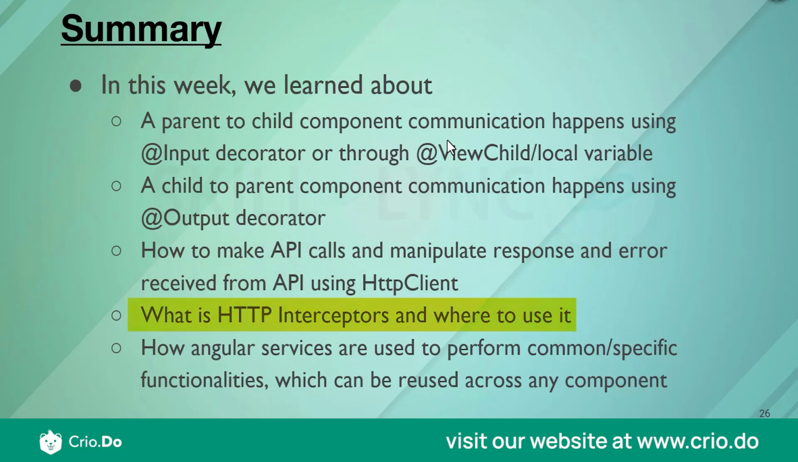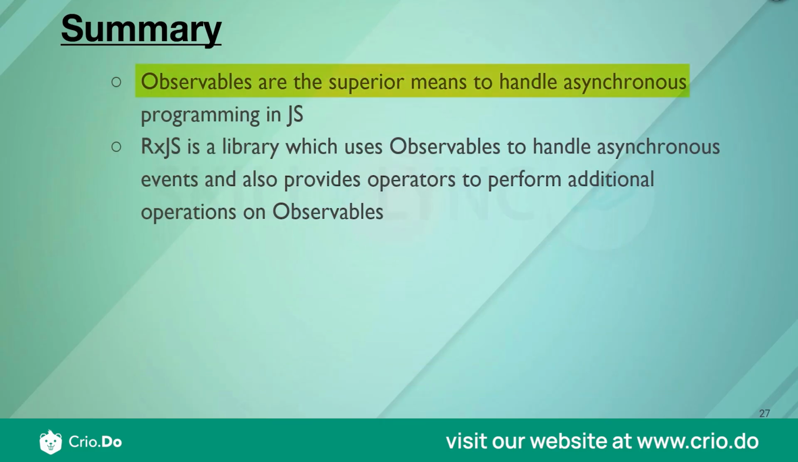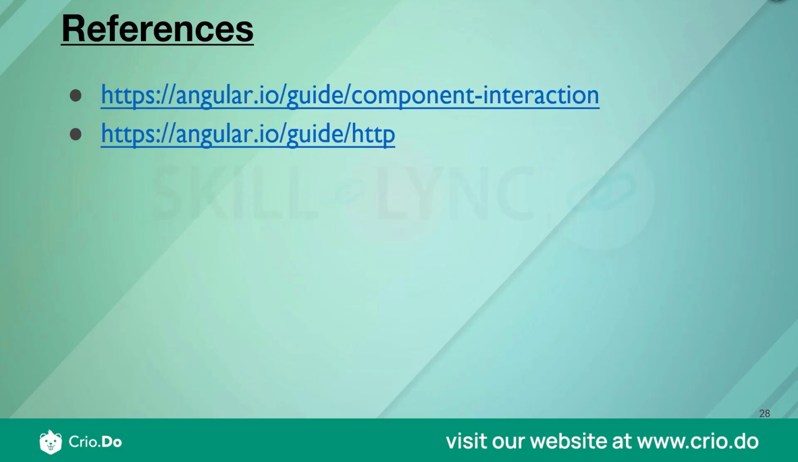We saw what HTTP interceptors are and where to use them. And we saw how an Angular service can be used to perform specific functionalities which can be used across any component. We also saw that observables are a superior means to handle asynchronous programming, just as an extension from last week. We also saw a few RxJS operators like map and pipe. And these are the references which I want you to go through, from the official Angular documentation, which will help you understand this even more in detail.